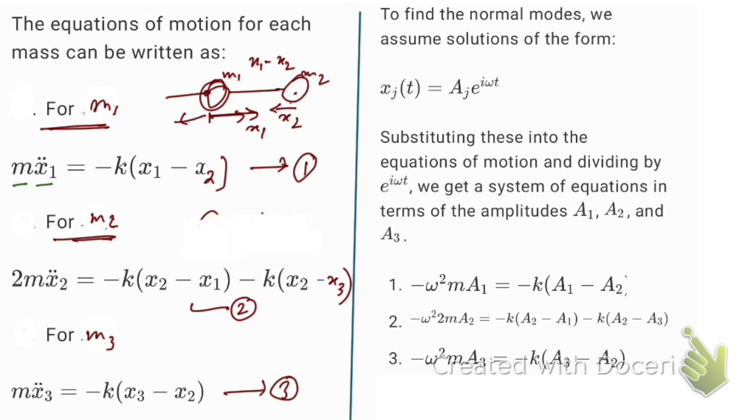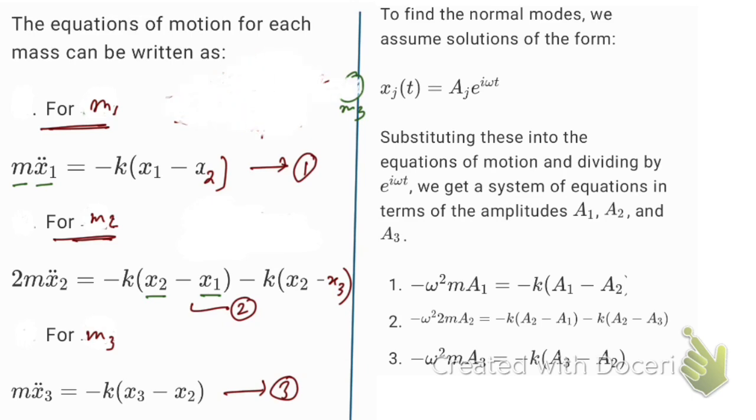Similarly, for the middle one, there is another sphere, that is m3. That's why x2 minus x1 and x2 minus x3 occur. Hope these things are clear to you, right? And similarly, for the last one, m3.